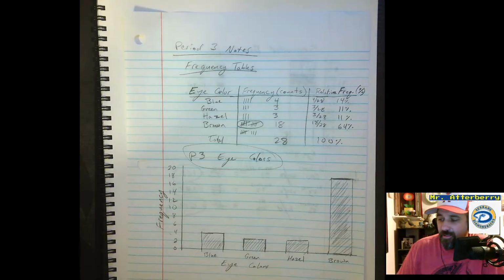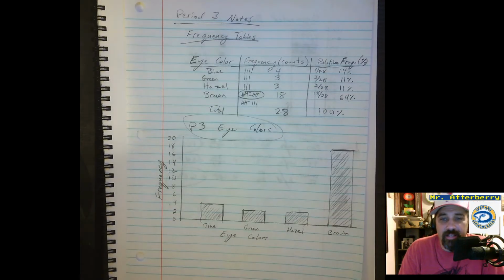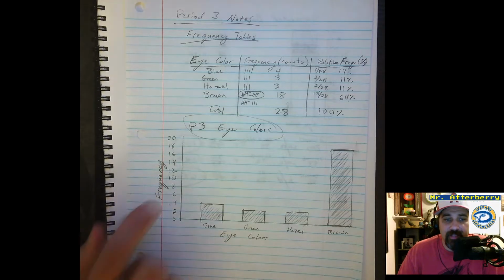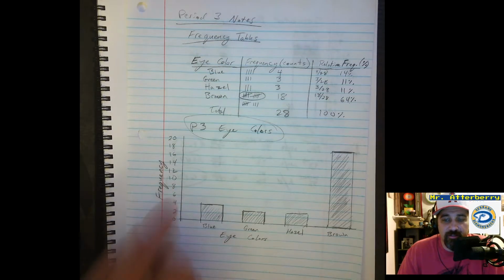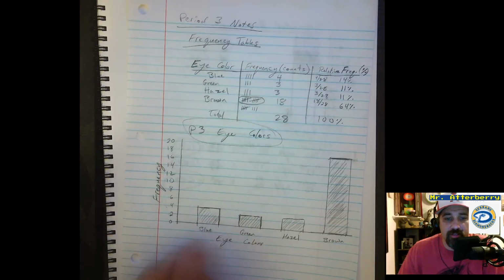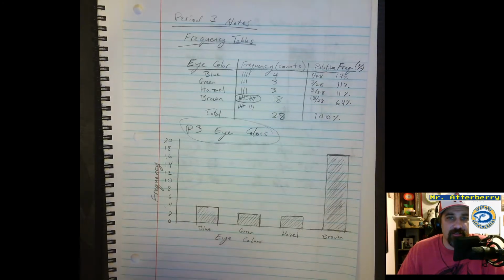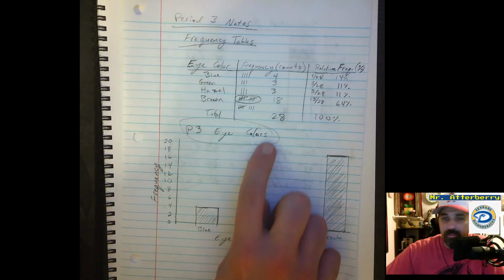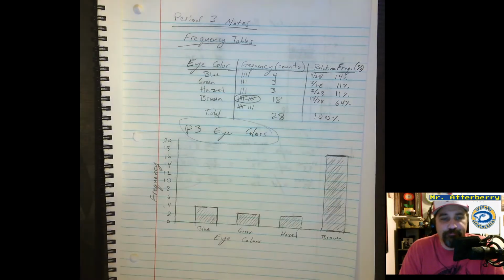Then I made a bar graph. Bar graphs have some special features. You should have a title, so period 3 eye colors. And then we have our vertical axis and our horizontal axis. On the vertical axis, since our highest number was 18, to make it nice, I just made it up to 20, counting by 2s for each line. To make this look really nice, you could use graph paper and make each one worth a box. It'd probably be really nice looking.